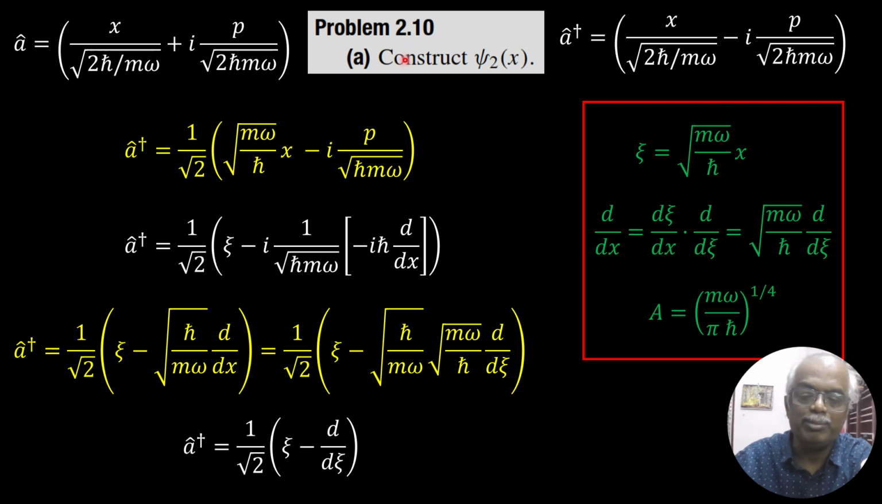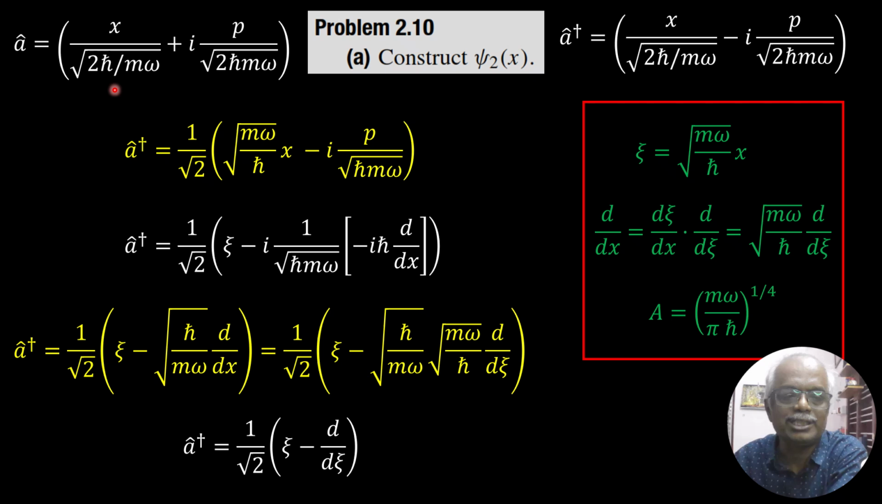This is for the harmonic oscillator. So we know that for the harmonic oscillator, the annihilation operator is equal to x over the square root of 2ħ over mω, plus ip over the square root of 2ħmω. I have explained in a lengthy lecture about the annihilation and creation operators. In the creation operator, the second part will become minus. Here it is plus, here it is minus.